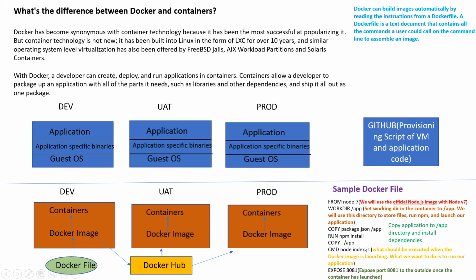The final command is CMD node index.js. What this command does is define what should be executed when the Docker image is launching. When my Docker image is going to launch, what should happen? This is what runs our application. I will come back to explain what a Docker image is in a short while.